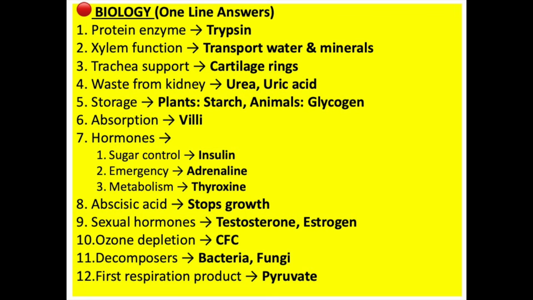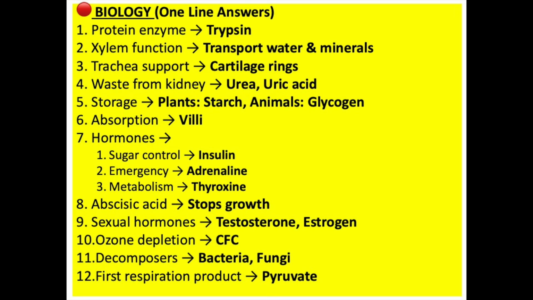Now biology revision. Trypsin is a protein digesting enzyme. Xylem transports water and minerals. Trachea is supported by cartilage rings. Kidney waste includes urea and uric acid. Plants store food as starch, animals as glycogen. Absorption occurs in villi. Insulin controls sugar level. Adrenaline is the emergency hormone. Thyroxine controls metabolism.